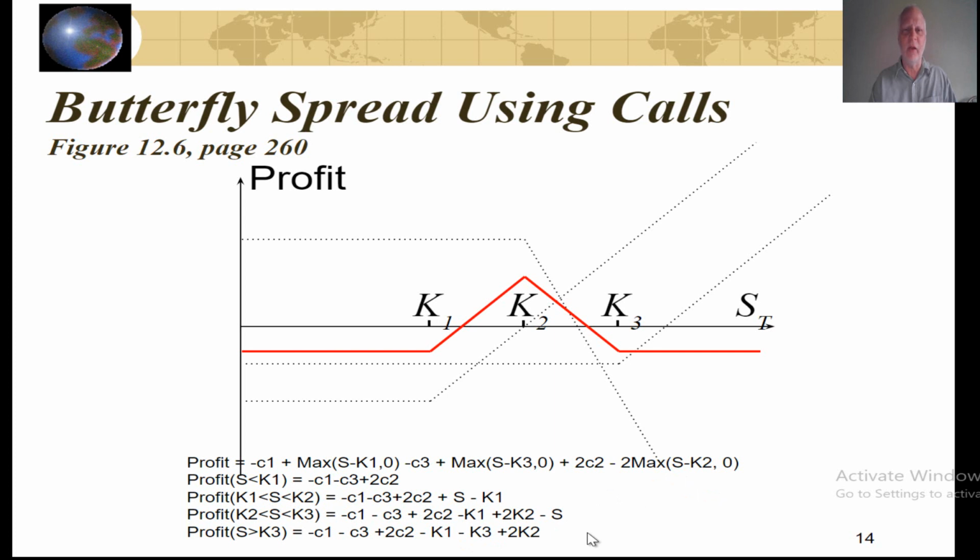So that is our anti-volatility bet. If you wish to bet that a stock is going to stay near the strike price K2, you can make money off this. If you are wrong and the stock either goes up or down too much, then you will lose money.